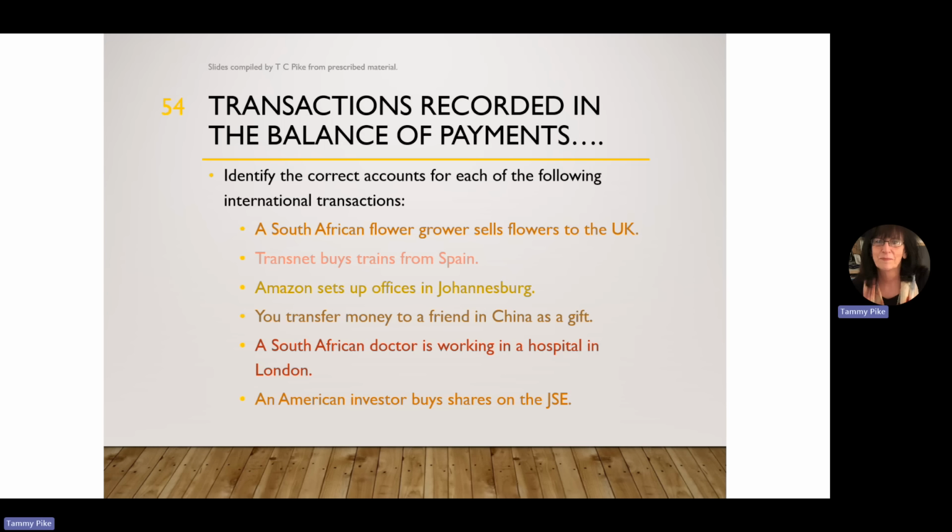Then we go to Transnet buys trains from Spain. Now, this one can cause confusion for students because you want to think of it as capital, which arguably it actually is. And then you want to automatically put it through the financial account. But remember, the financial account is financial capital. It is not tangible goods. So Transnet buying trains would go through the current account, through merchandise imports. All right, so Transnet buys trains, that would be your current account, merchandise imports.